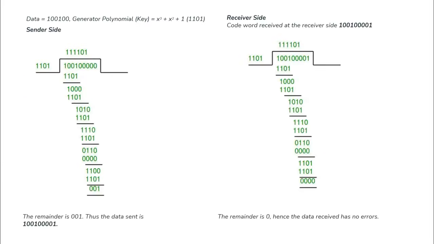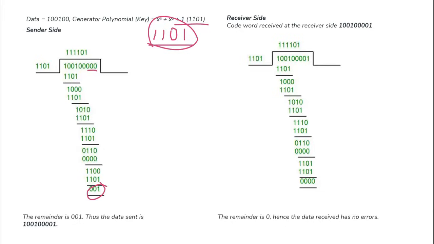How should you do this? Let me take an example. Data is 100100. Look at the generator polynomial. The generator polynomial is x cube plus x square plus 1. So convert this to a binary notation form. You have the x cube component, x square component, there is no x component, and there is a constant component. So this becomes your divisor. Now there are 4 bits in the divisor, so add 3 zeros here. Divide, find out the remainder.